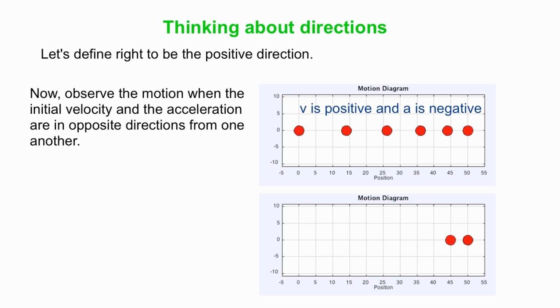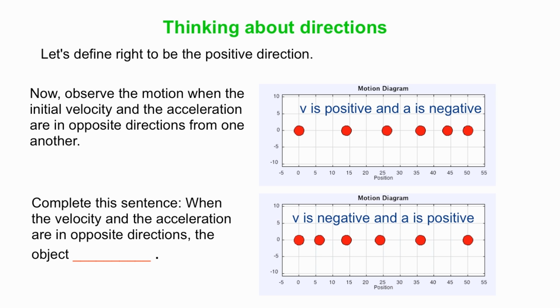Okay, so let's do the case where the initial velocity is to the left, but the acceleration is to the right. Okay, so once again, we see the dots in the motion diagram getting closer and closer together as time goes by. Okay, so that's the situation of velocity is negative, but the acceleration is positive. Okay, so when the velocity and the acceleration are in opposite directions, that's both the two cases we saw on this page, the object slows down. So that's how to think about direction. You want to think about what direction the velocity is and compare that to the direction of the acceleration, and that'll tell you whether the object speeds up or slows down.